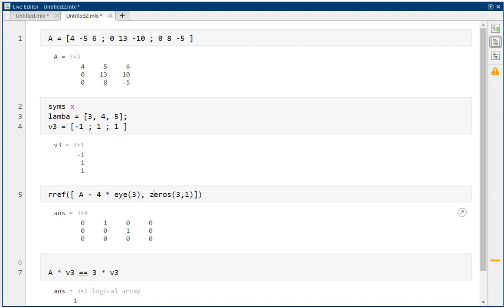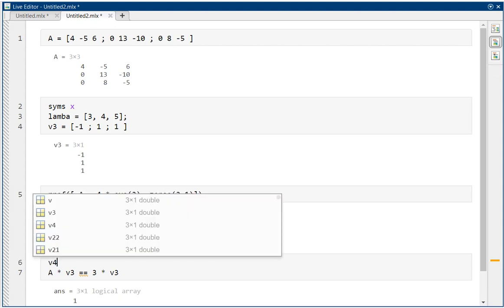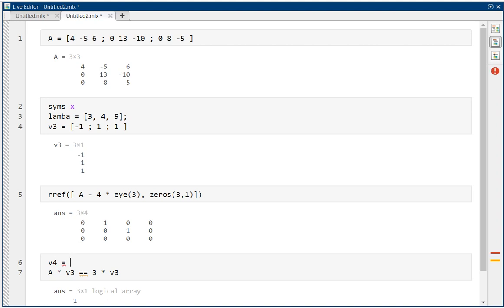Okay, so this is interesting. This v4 is the 0 vector. Let's talk about that. This is a great example. And then let's check it out, right? So that's the 0 vector, and then A times v4, and let's see what it comes out to.